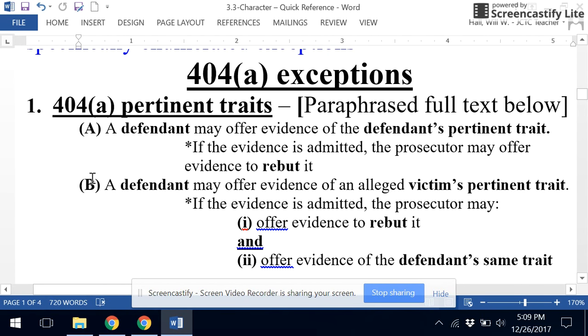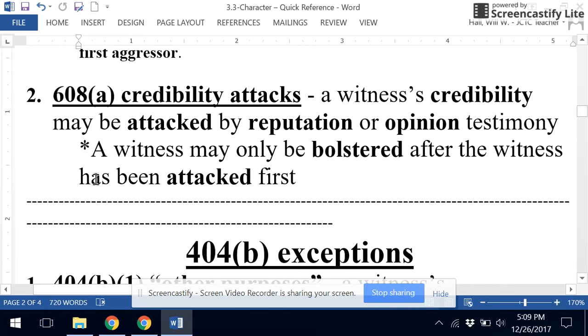It doesn't really come up that much, but it is something to be aware of, that there are these scenarios where you can offer pertinent traits, and it's usually the defendant offering the pertinent trait. Pertinent just means really relevant to the case. So in a murder case, violence is really relevant. It's pertinent to the murder case. That's not a very major exception. A really major exception, though, is 608A, a credibility attack.